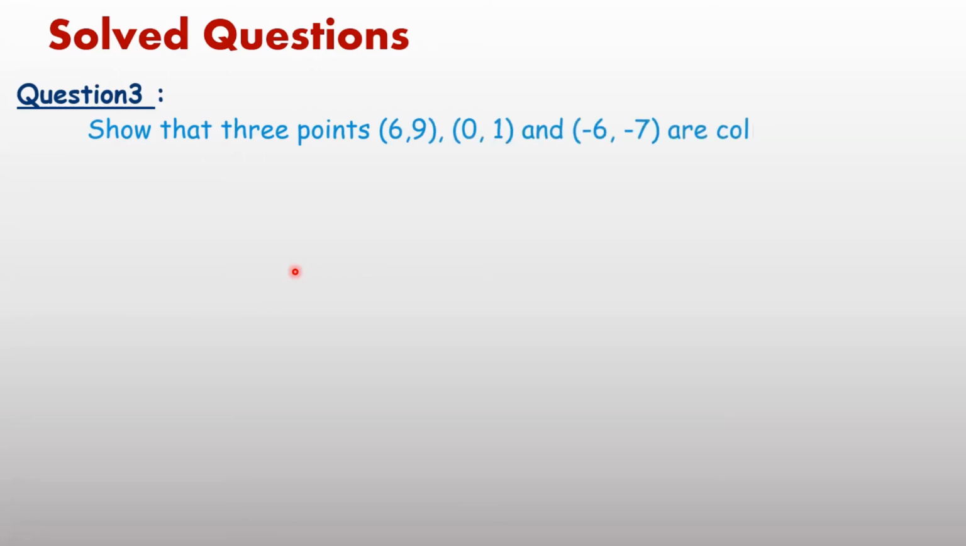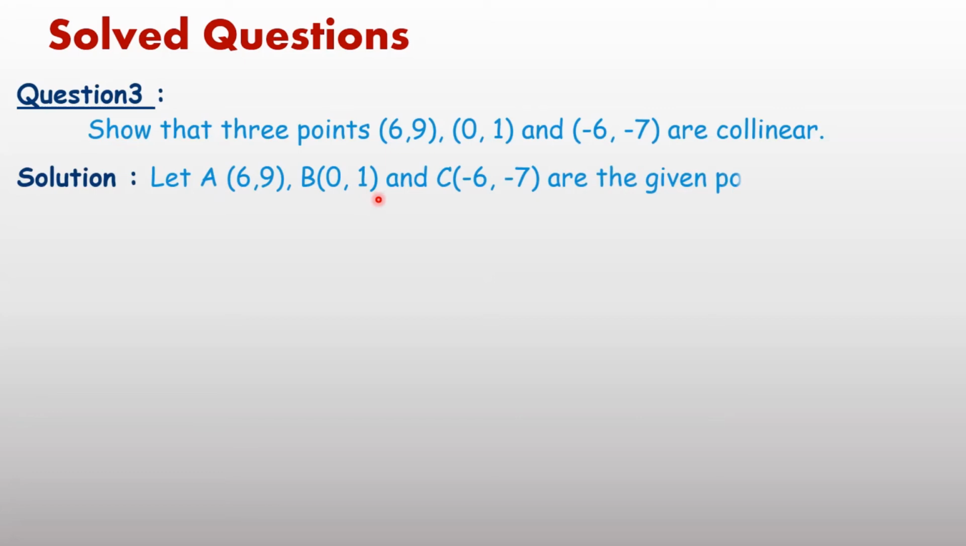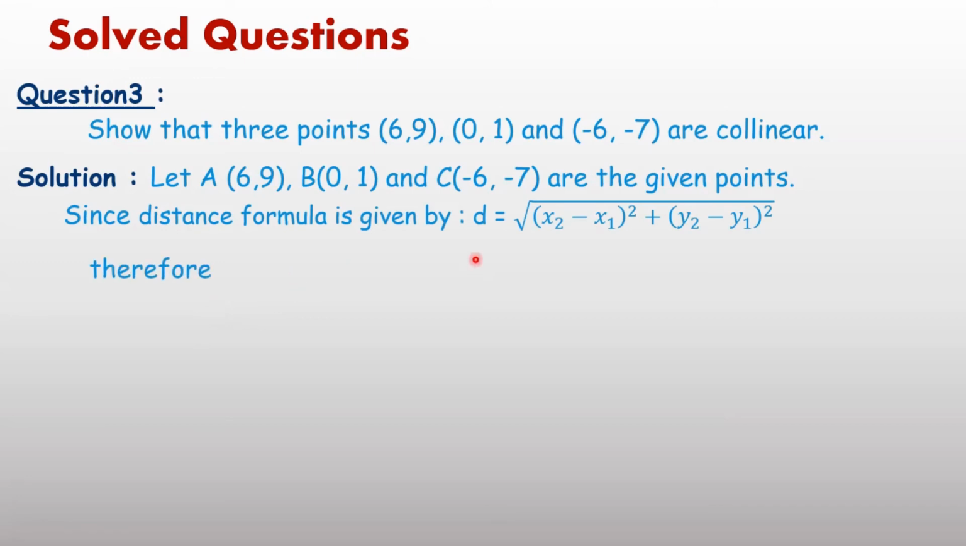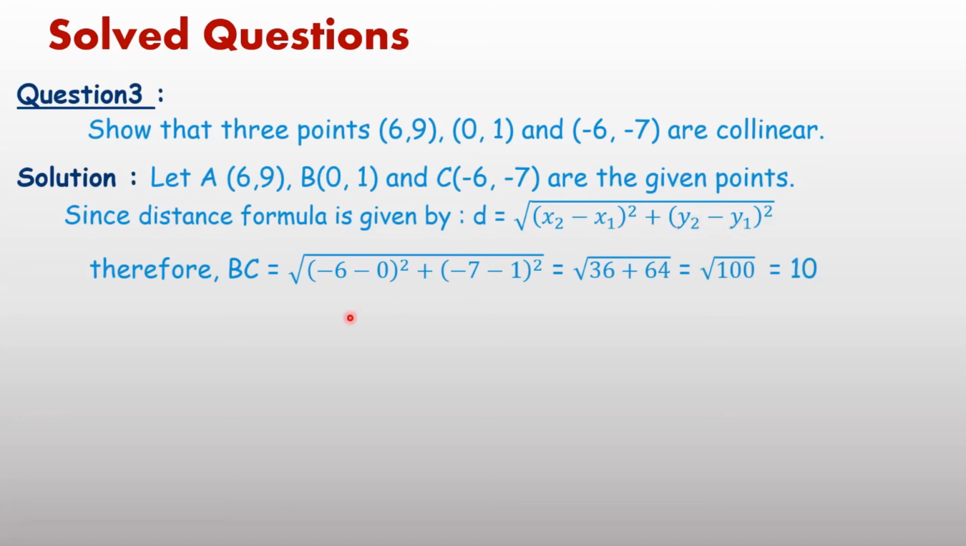Question number 3. Show that the 3 points (6, 9), (0, 1) and (-6, -7) are collinear. Consider the 3 points as A, B and C. Then find out AB, BC and AC. First, the distance formula: d equals under root (x2 minus x1) whole square plus (y2 minus y1) whole square.